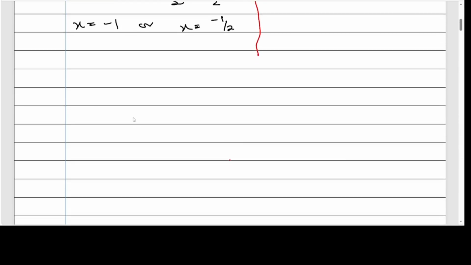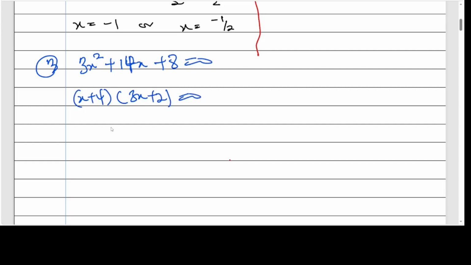So try your hands on this. Make sure you get the answer right. Number 3 for your trial: 3x squared plus 14x plus 8 equal to 0. So you take your time, you solve, you're going to get x plus 4 and then 3x plus 2 equal to 0. Your answers are supposed to be x equal to negative 4 or x equal to negative 2 over 3. Make sure you take your time, you solve it, and you get the answer right.